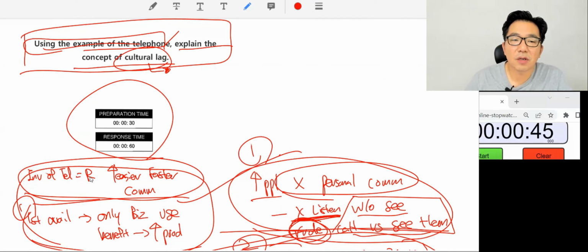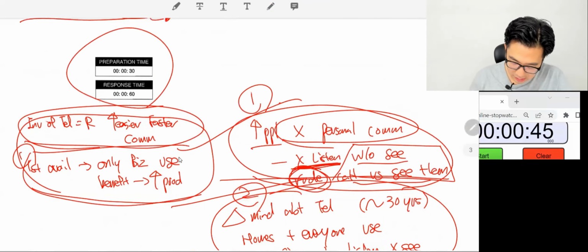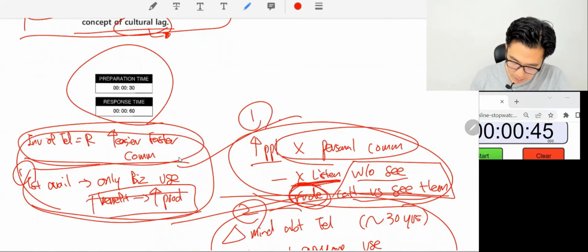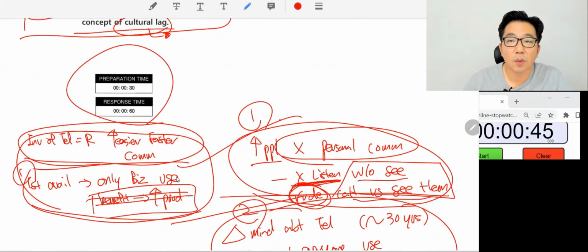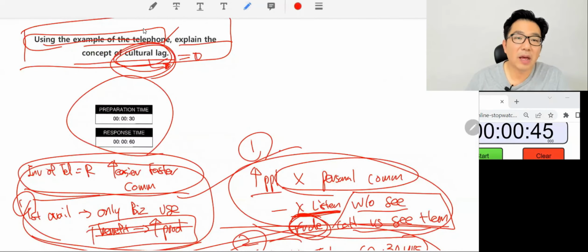Invention of telephone was revolutionary, and when it first became available, only businesses used it. You can take this out. You can say this, but who cares about the reason why they used it? We are explaining cultural lag. Our purpose to get the perfect score is to explain the cultural lag. We don't really need to talk about how use of telephone for businesses increased productivity. You can say it, but if we don't have a lot of time, then I'll just say only businesses used them, because this is a really main part of the first main paragraph.